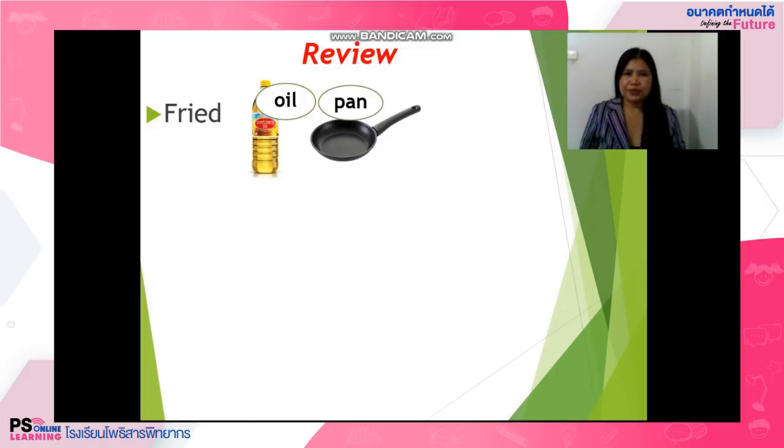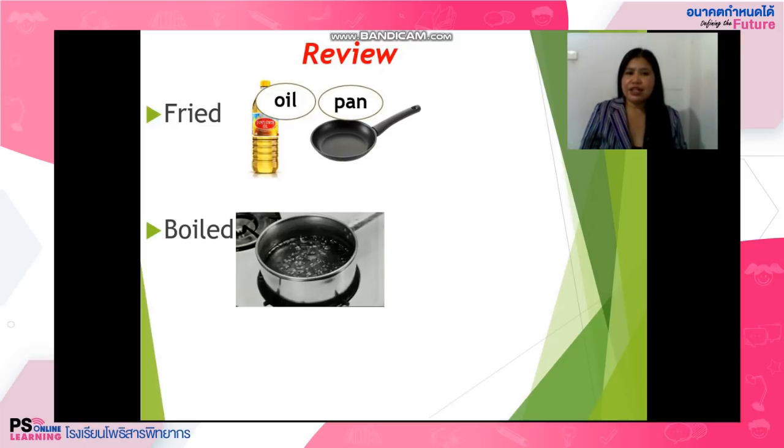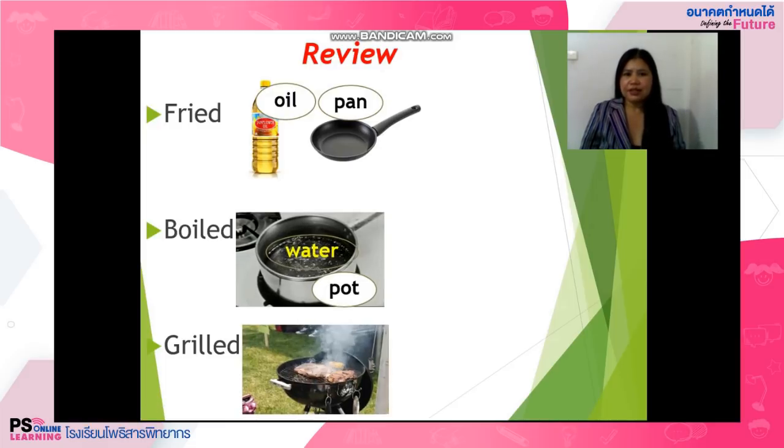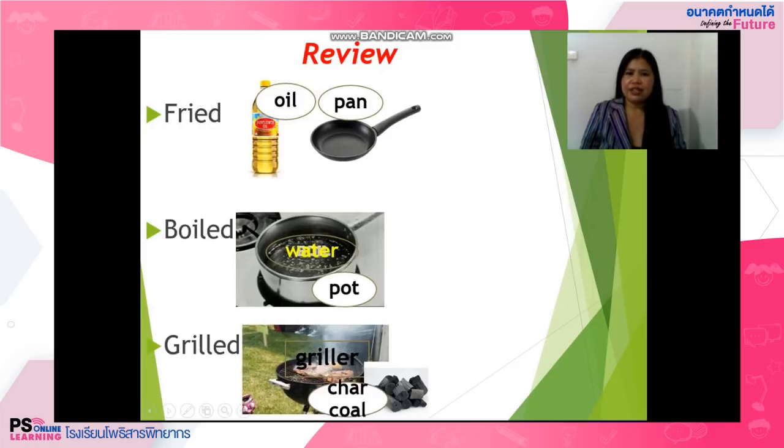and remember them. The next one, if you want to cook something boiled, then you need a pot and of course water. Okay, write them down and remember them. If you want to cook something grilled, you need a griller, and of course, to give off heat is the charcoal. But when you're grilling something, you don't want a big fire. Only the heat from the charcoal.